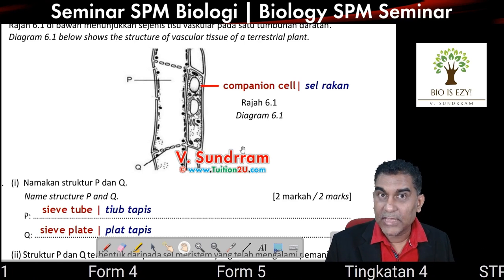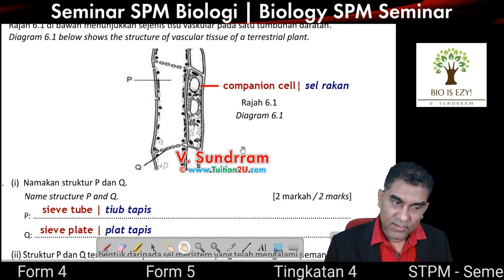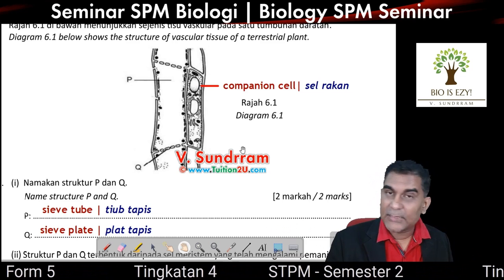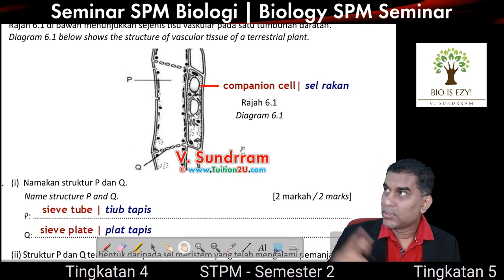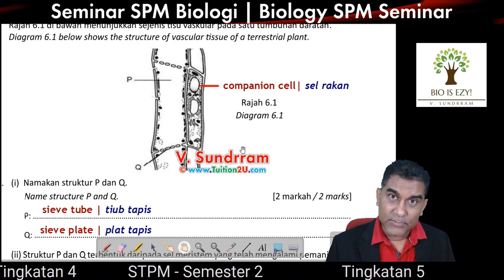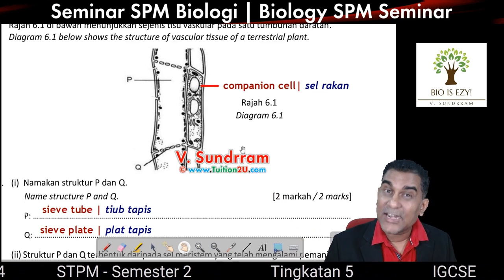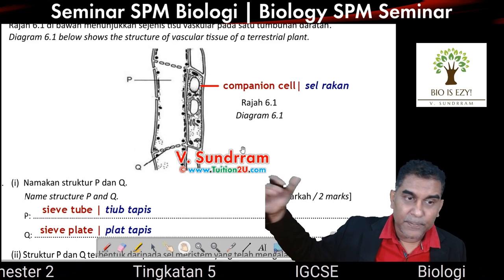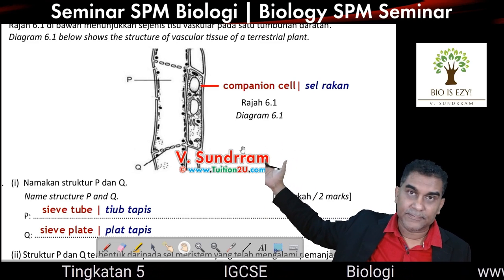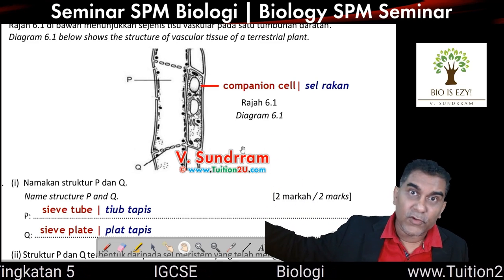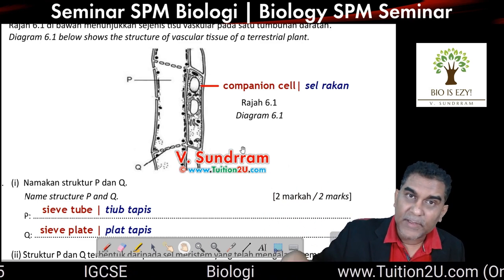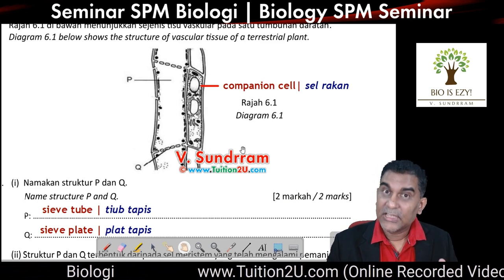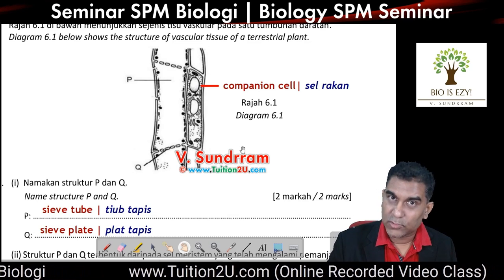Dalam set 1, saya ada tanya soalan penyesuaian vessel xylem untuk transpirasi. So in the first set, I already asked you, what is the adaptation of xylem to do transpiration? So in this question, I want to ask you, what's the adaptation of phloem to do translocation? Ini adalah tisu phloem. Dalam tisu phloem ada plat tapis, tube tapis, sel rakan. Inside phloem, part of the phloem tissue is companion cell, sieve tube, and sieve plate. The process that occurs here is translocation. So the question is, how are they adapted to do translocation?